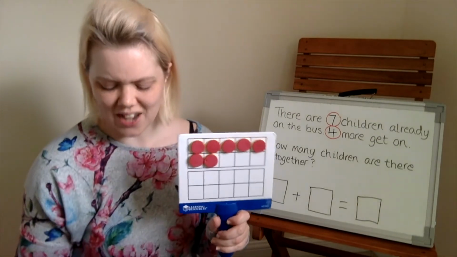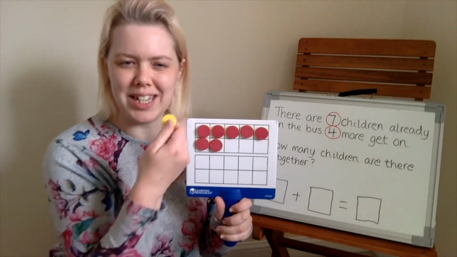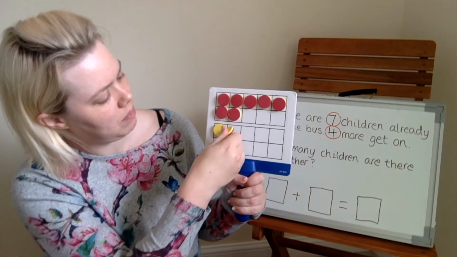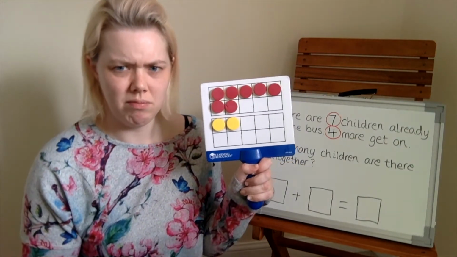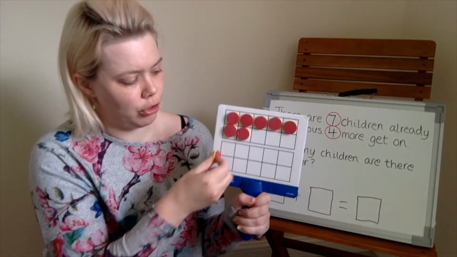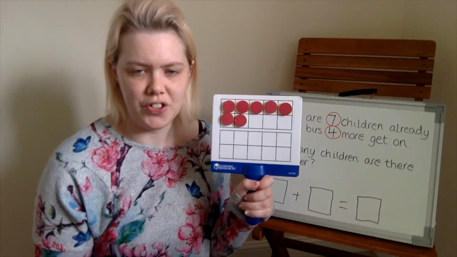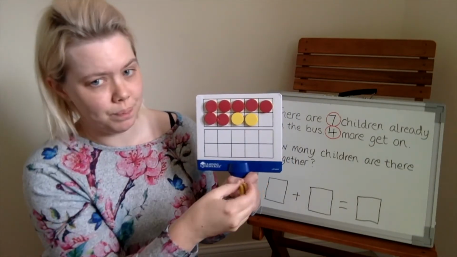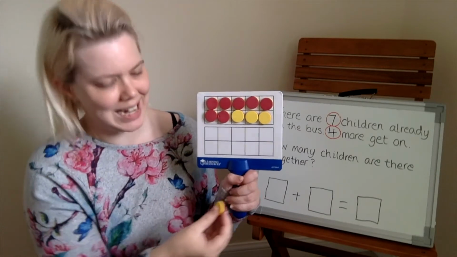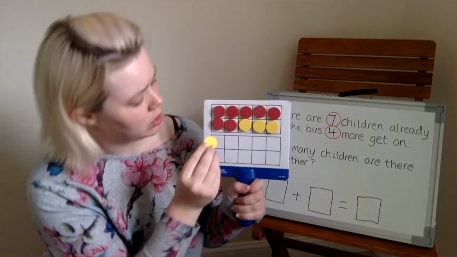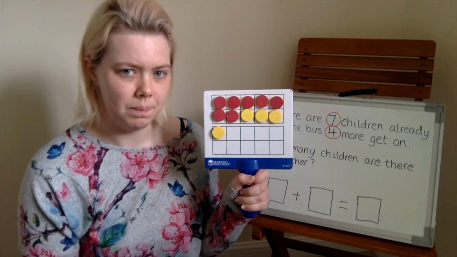So I'm going to add my 4 more counters, and I'm going to do the yellow side so that I can see the difference. So I need to add them here, yeah? No. I need to make sure that I fill up my first 10 frame. So I'm going to put 1, 2, 3, and I fill my 10 frame. I've still got my 4th counter, so I'm going to put it here.